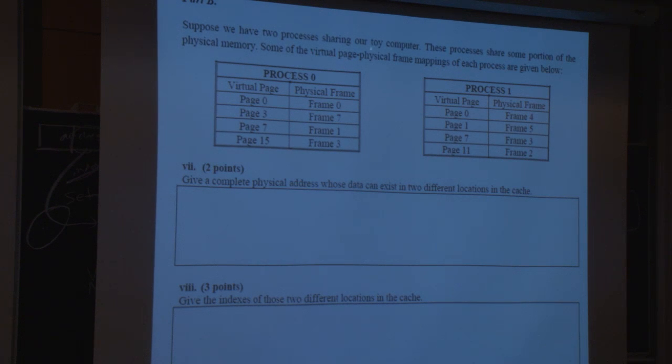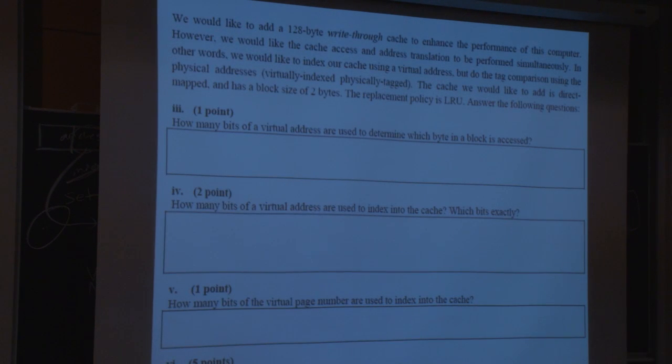It basically shows you two processes sharing this toy computer. And these processes share some portion of the physical memory. And it gives you some virtual page to physical frame mappings of each process. So if you look at process 0, you have virtual page 15 mapped to physical frame 3, and process 1 has virtual page 7 mapped to physical frame 3. And the question is, give a complete physical address whose data can exist in two different locations in the cache. And the cache is virtually indexed physically tagged here.